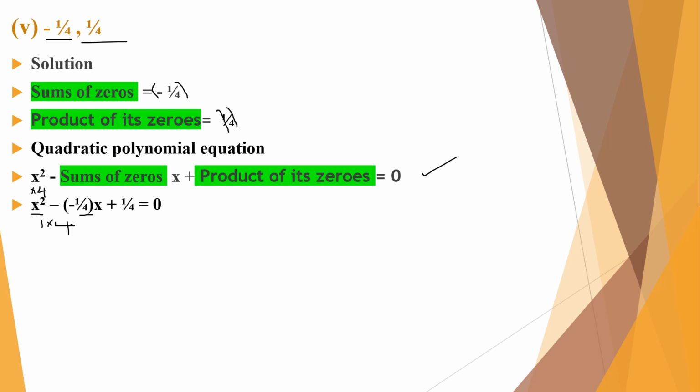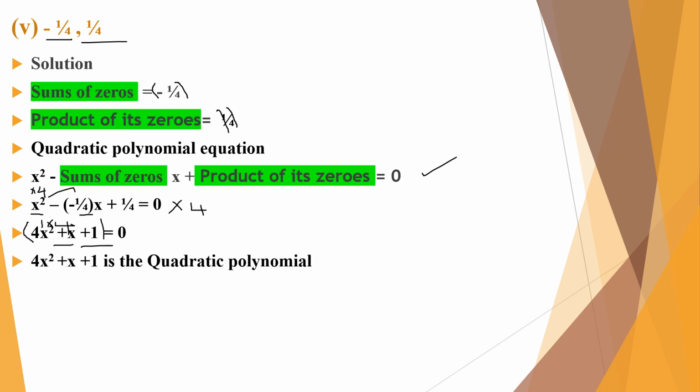So once you take this 4 to the other side, 0 into 4 will be equal to 0. 4x square, minus into minus is plus x plus 1, which is equal to 0. Now what is the quadratic polynomial? 4x square plus x plus 1 is the quadratic polynomial.